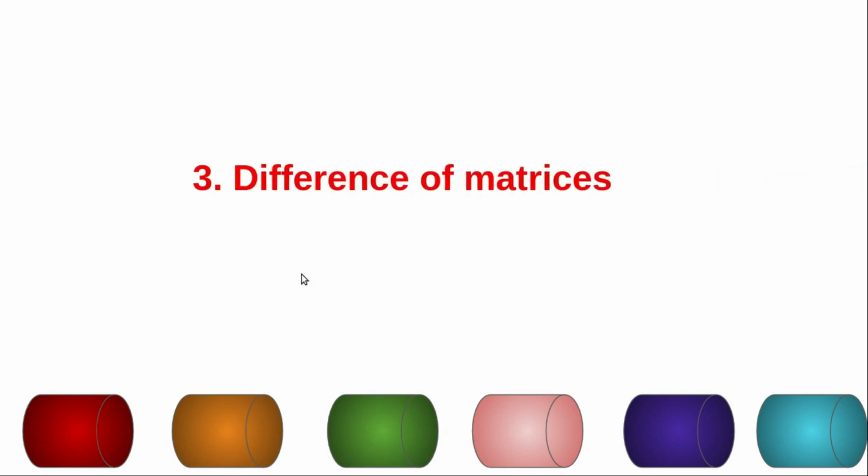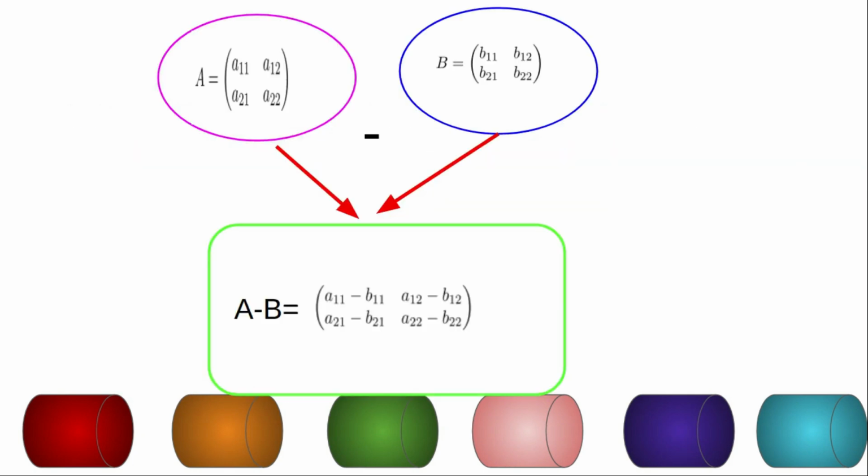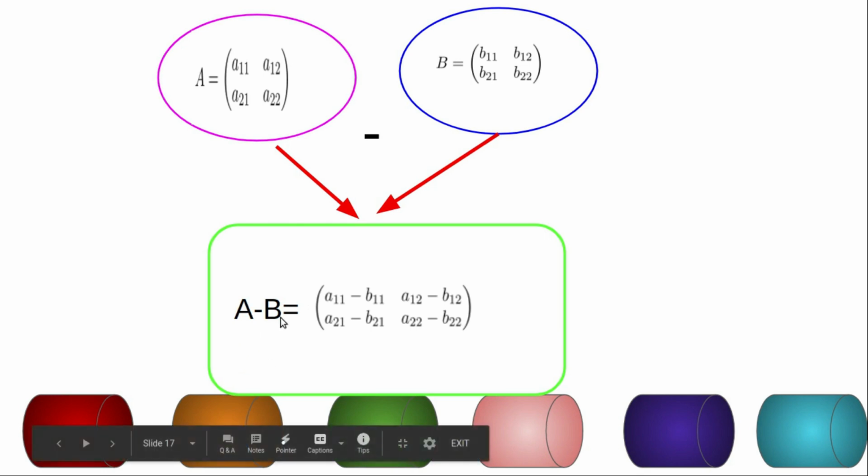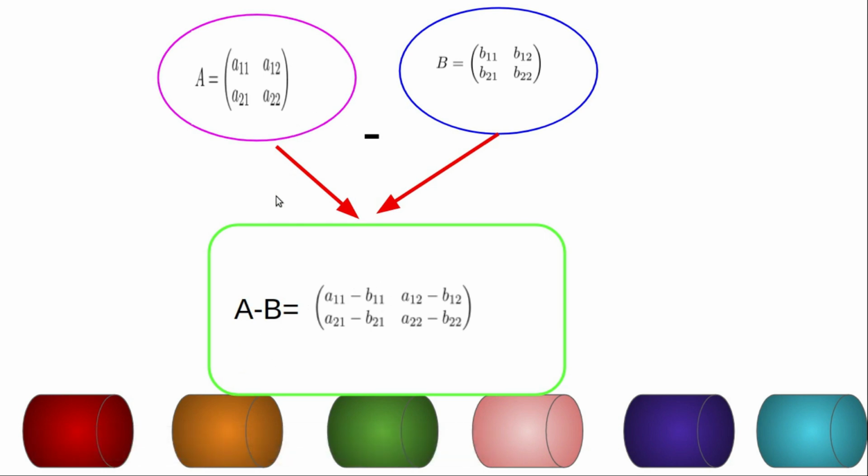Now third operation, difference of matrices. Now consider a matrix A, A11, A12, A21, A22, and B equal to B11, B12, B21, B22. Now difference of these two is obtained by subtracting elements of B from elements of A. That is A11 minus B11, A12 minus B12, A21 minus B21, A22 minus B22. A minus B is also of order 2 by 2.